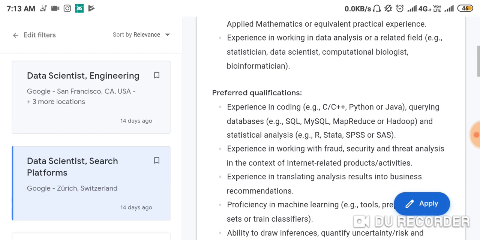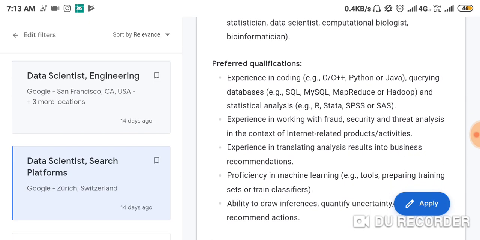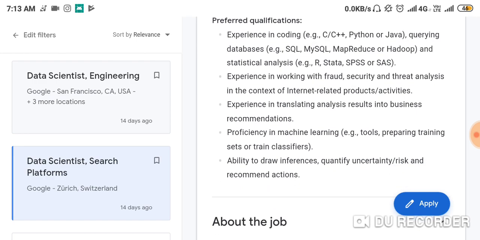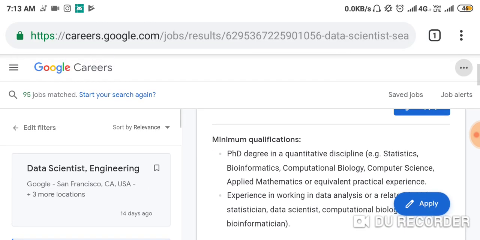Then preferred qualifications: they are telling about experience in coding, such as C, C++, Python, or Java. Also querying databases, SQL, MySQL, MapReduce, Hadoop. And proficiency in machine learning tools, preparing training sets. So a lot of things.